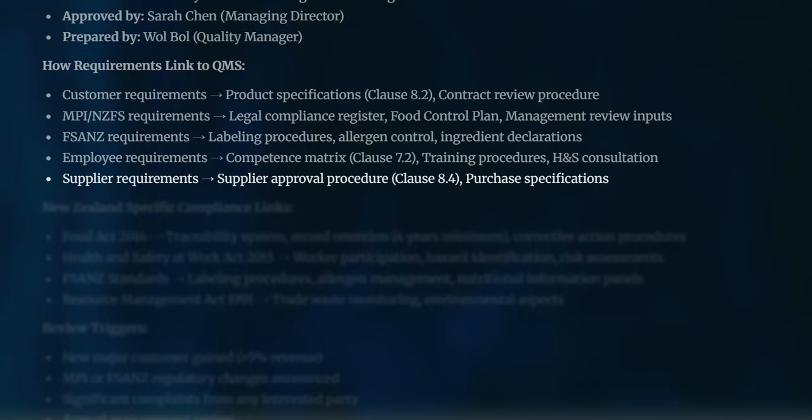So this is how you link in the documents. You list down the interested parties and the link to QMS through which function you are going to conduct. Like you see in supplier requirements, it is linked, and you are going to conduct supplier approval procedures and purchase specifications, and so on. So you also need to make a similar list for your organization.